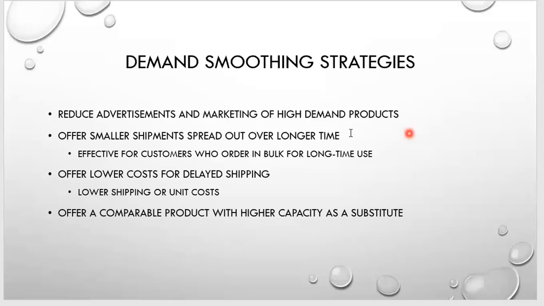So basically, the high demand products are the ones that are the most vulnerable to variability. So what we don't want to do is encourage people to purchase high demand products earlier, because that puts an additional strain on the capacity of a system. So you want to reduce the advertisements and marketing of high demand products for that reason.